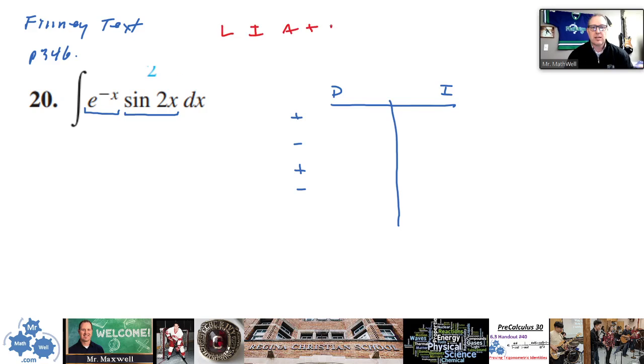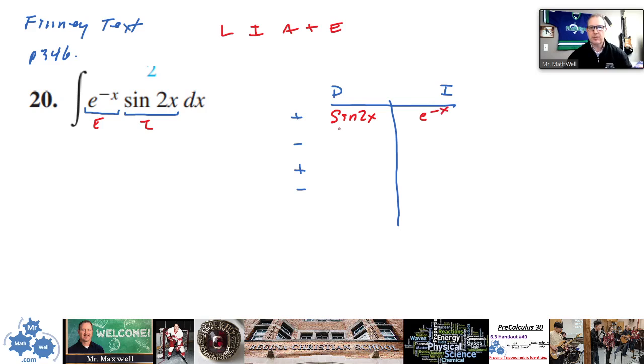LIATE. So L is logs, and we don't have any logs there. I is inverse trig, and we don't have any inverse trig there. A is algebraic, and we don't have any algebraic really. T is trig, and E is exponential. So here's the trig and here's the exponential, right? As far as the derivative goes, let's put sine of 2x here, and then let's put e to the negative x here. Okay, so let's integrate.